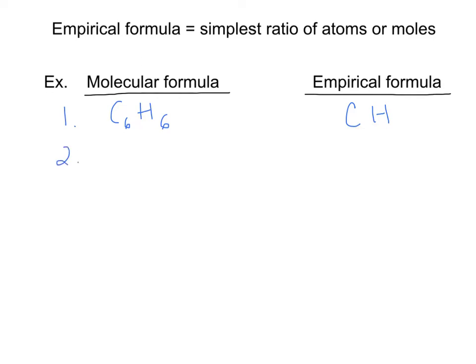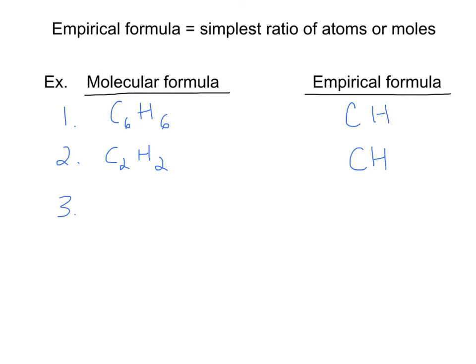Let's do a second example. Let's have C2H2. Okay? Try to figure out what's the empirical formula. What's the simplest ratio of C2H2? Hopefully you figure that out. That also is CH. Okay? So notice, 2 totally different molecules here can have the same empirical formula. Right? C12H12 would also have the empirical formula CH. So very possible to have the same empirical formula but to be different molecules.